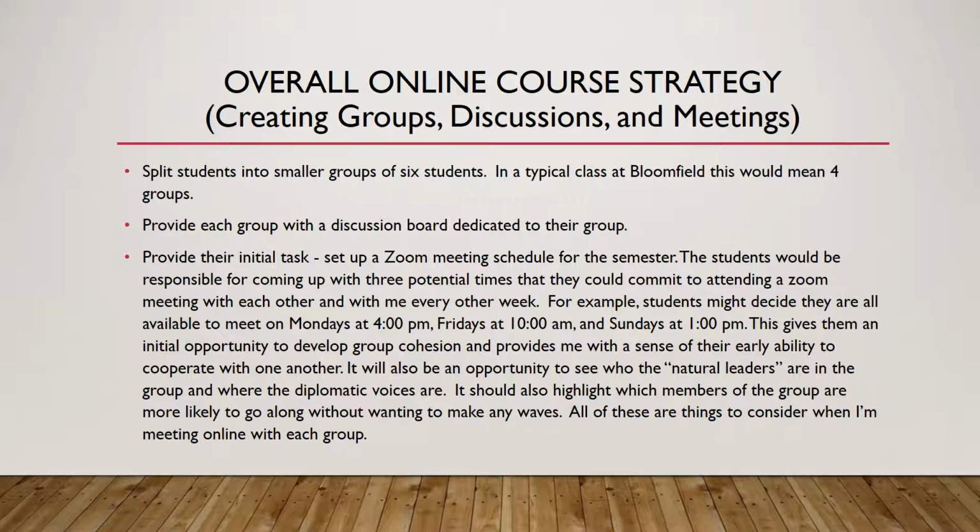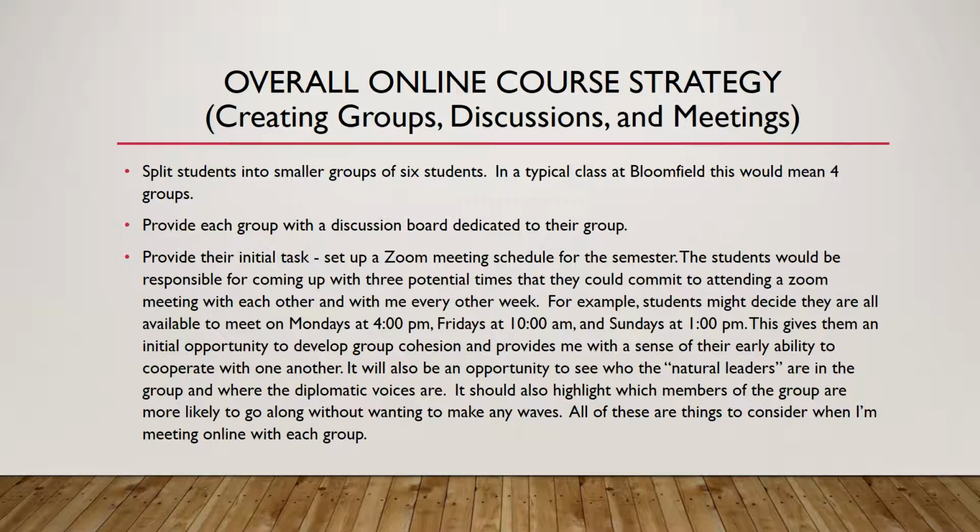Students would be responsible for coming up with 3 potential times that they could commit to attending the Zoom meeting with each other and with me every other week. For example, students might decide they are all available to meet on Mondays at 4 p.m., Fridays at 10 a.m., and Sundays at 1 p.m.